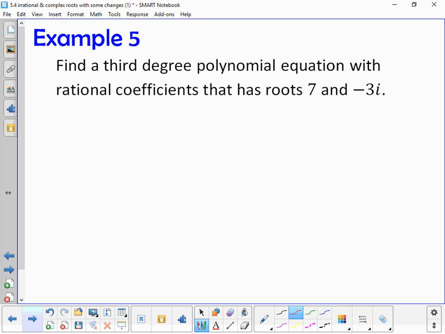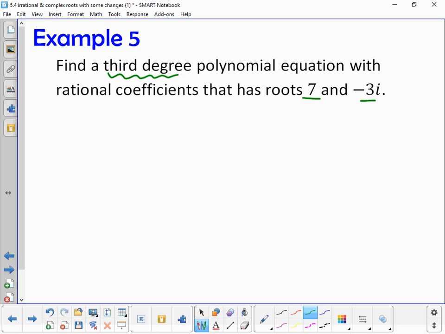All right, one last type of problem to look at today. A third degree polynomial equation with rational coefficients has roots of 7 and negative 3i. And we want to find this polynomial. Well, first of all, it says it's a third degree polynomial, but it only gives me two roots. There's another root that you should know automatically.